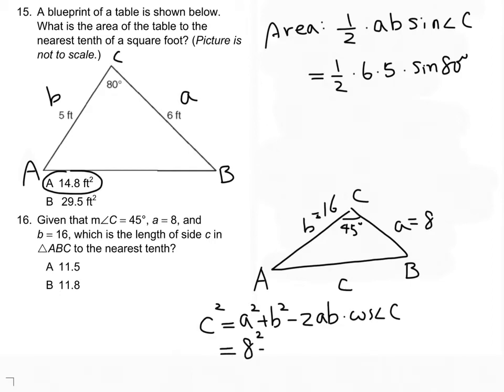A is 8, B is 16, and cosine of angle C is 45 degrees. So don't forget to take the square root as your final answer. So what's going to be your final answer? Again, don't forget to take your square root, okay? Use your calculator, you'll find the answer is going to be 11.8.